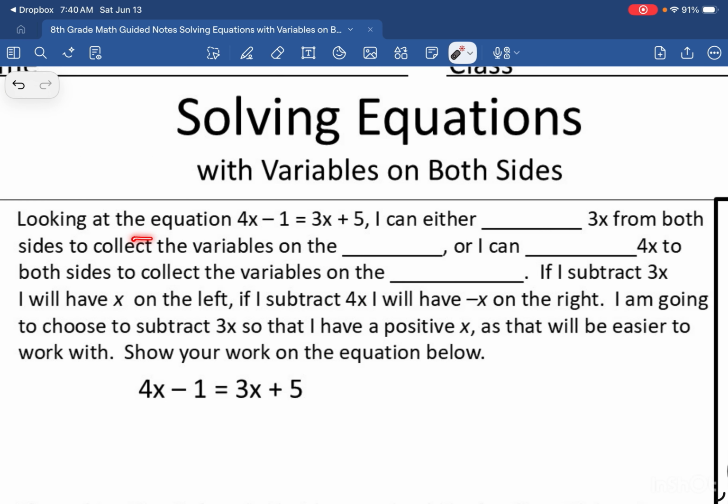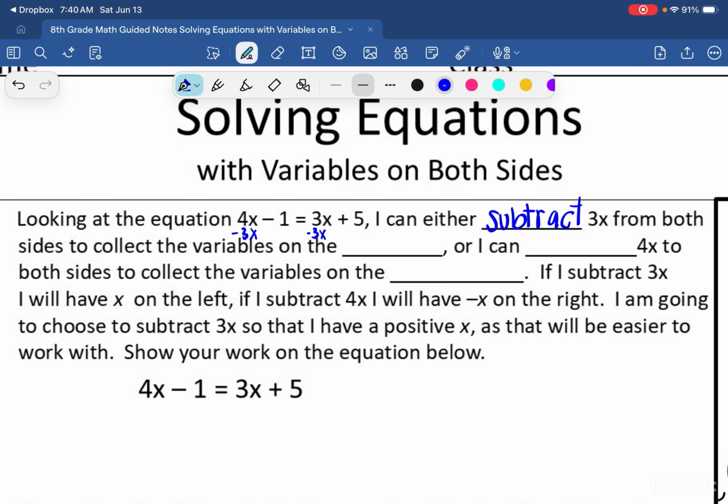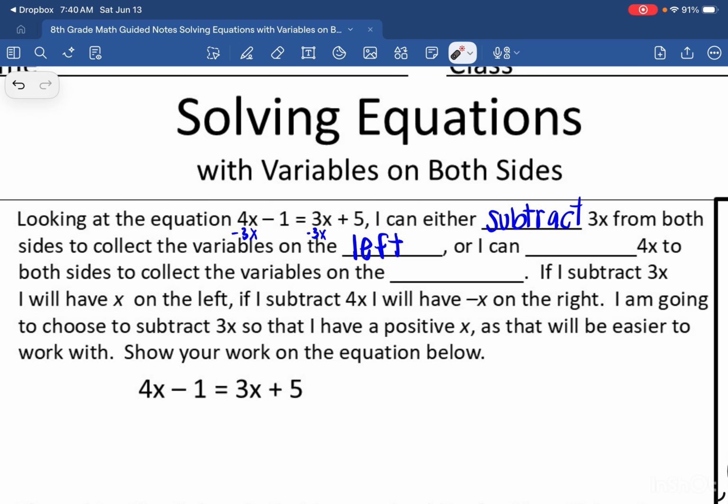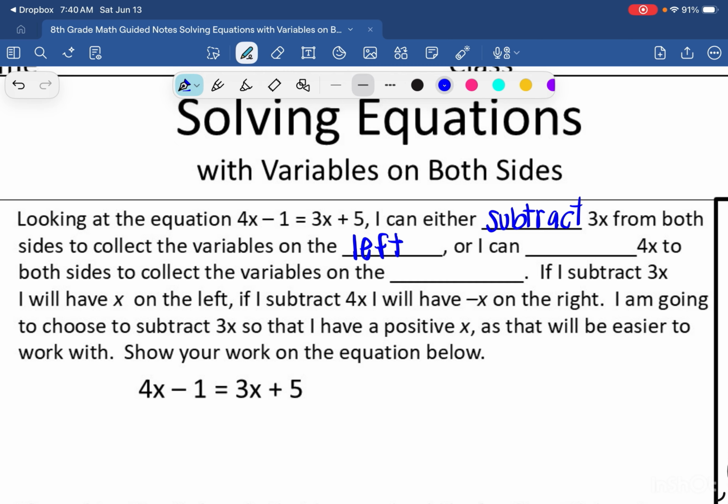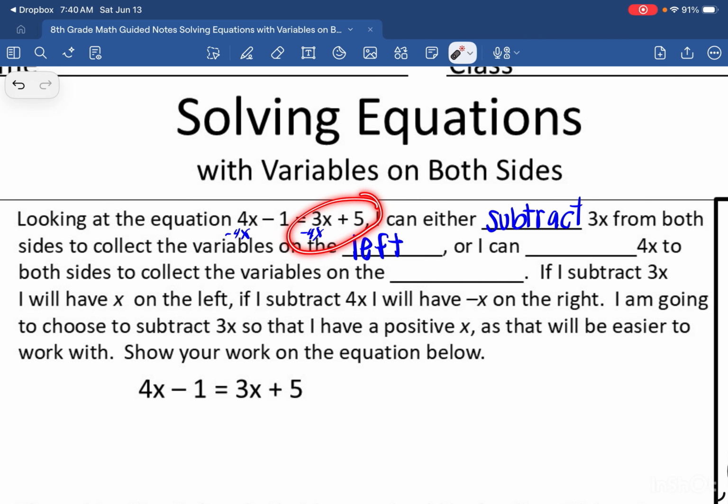Looking at the equation, 4x minus 1 equals 3x plus 5, I can either subtract 3x from both sides to collect the variables on the left. That will move all the variables over here to the left. Or I could, let's erase this, or I could subtract 4x from both sides. And if I do that, all the variables will be here on the right.